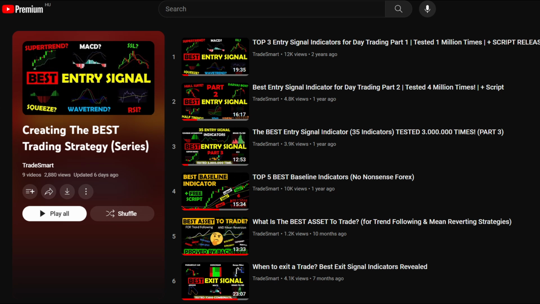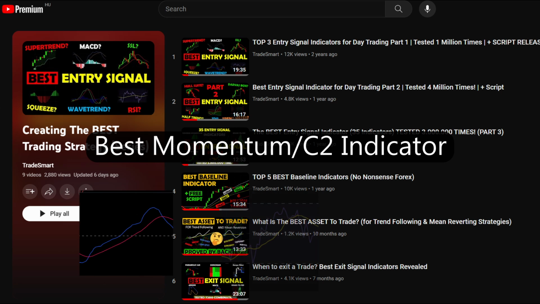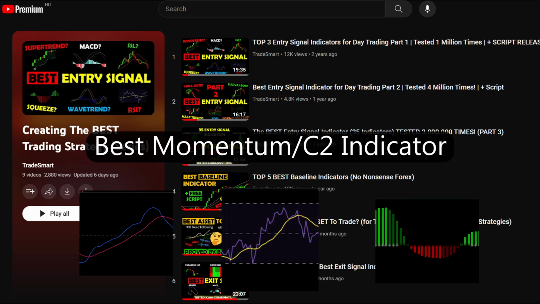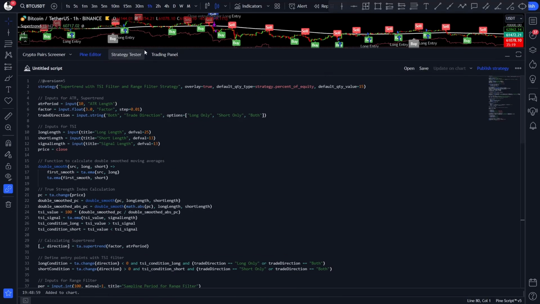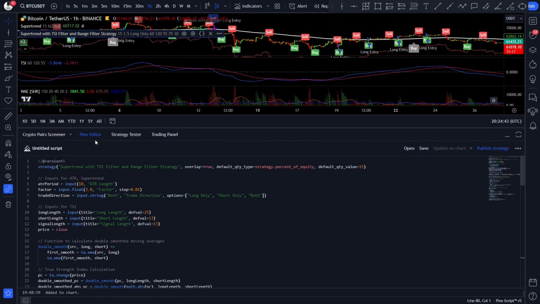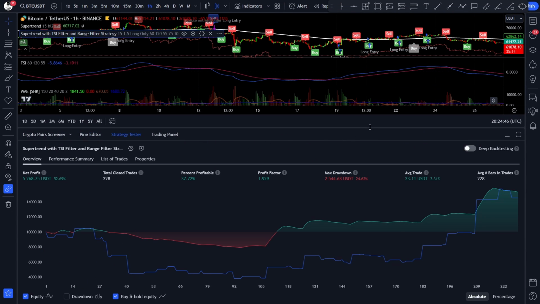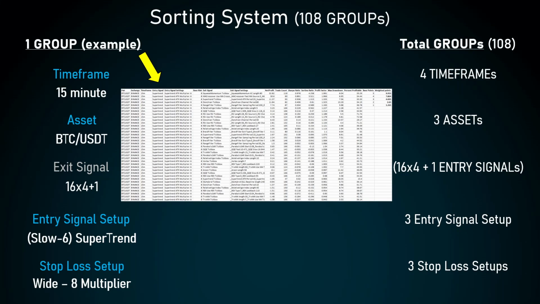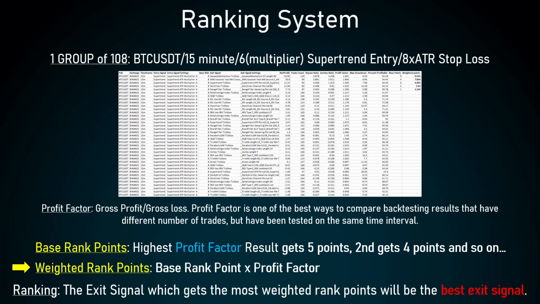But today we will be looking for the best momentum indicator or the best C2 confirmation indicator, testing 11 different momentum-based indicators. I have to warn you that if you are new to algorithmic trading, basic statistics and backtesting, this video might not be the best for you. My backtesting, sorting and ranking method is complex, however I try to explain everything as simply as possible.